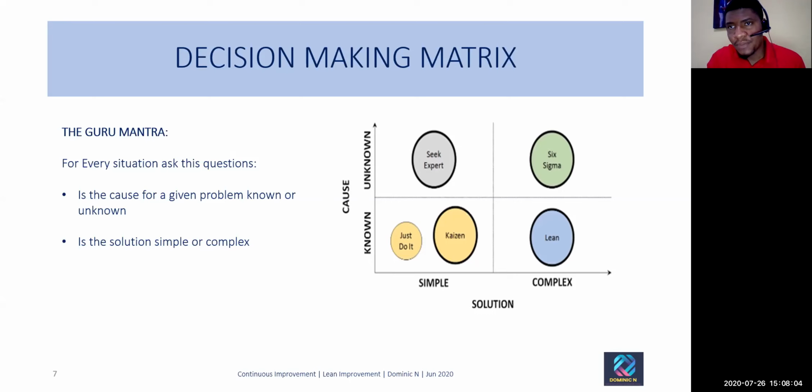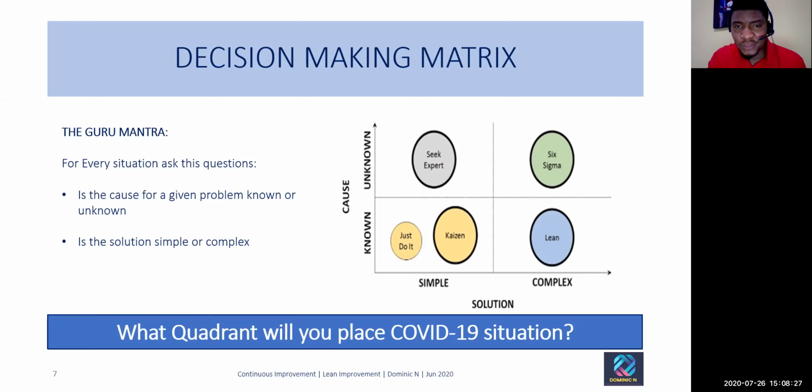So the world is swamped in COVID-19, what do you think? What do you think the approach should be? Do we know the cause? Is the solution simple? Is the solution complex? Is it a known cause, an unknown cause? Or what approach would you advise should be used in solving a problem like this? What quadrant would you place the COVID-19 situation in? So this is a question that you could drop a comment in the box, and we'll talk about it later as we go in the course.